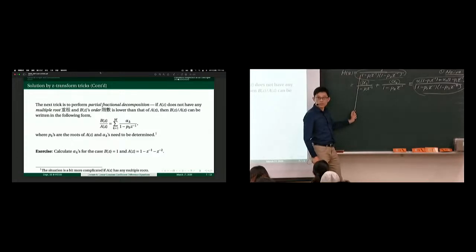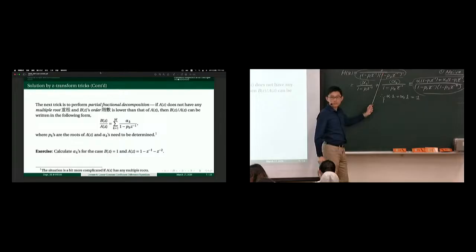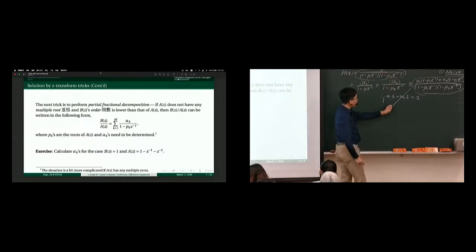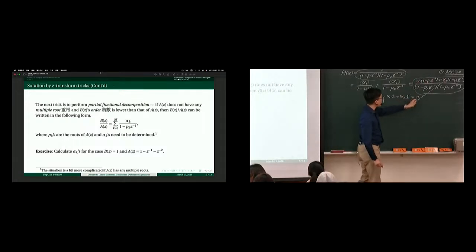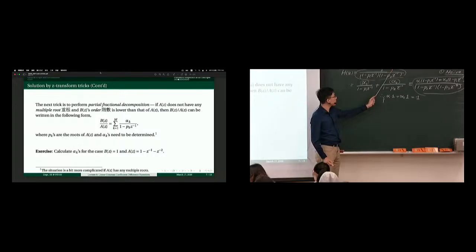So therefore, what should happen? By forcing the equality, we realize that alpha 1 times 1 plus alpha 2 times 1 must equal 1. And that's the constant term right here. And now we have a second equation. We will have two equations for two unknowns. The second equation is that alpha 1 times minus P2 plus alpha 2 times minus P1 must equal what? Must equal 0, because the Z inverse term does not show up right here.